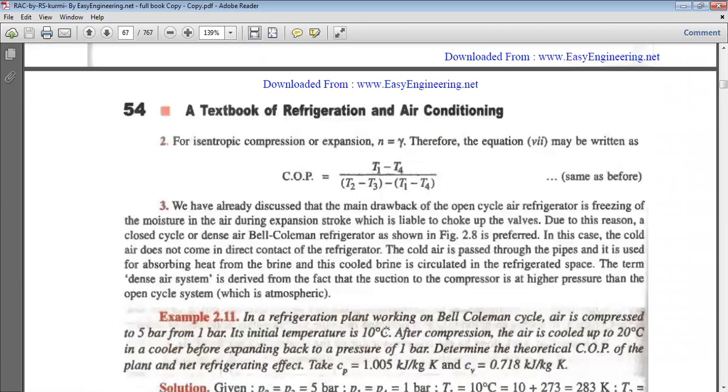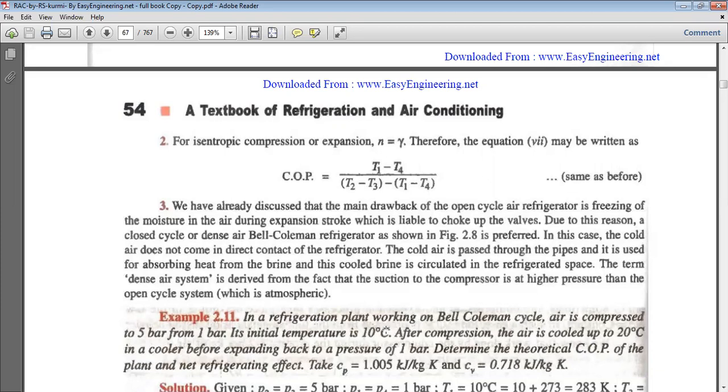Now, a very important conclusion: we discussed that the main drawback of the open cycle air refrigerator is freezing of moisture in the air during the expansion stroke. During the expansion stroke, temperature decreases. Whenever temperature falls below 0 degrees, moisture will condense and block the expander or the tube, which is liable to choke up the valves.